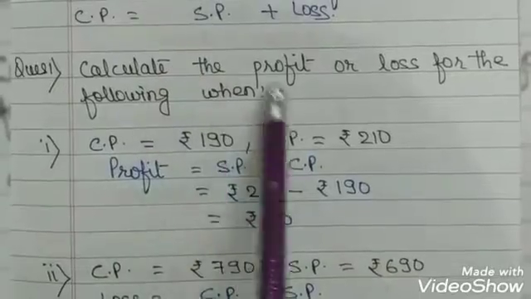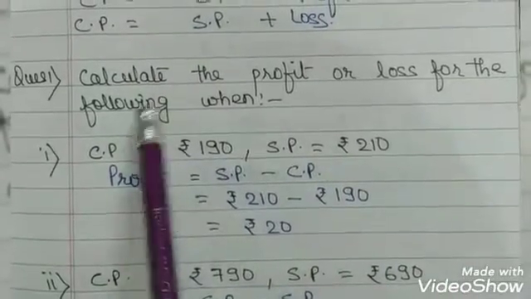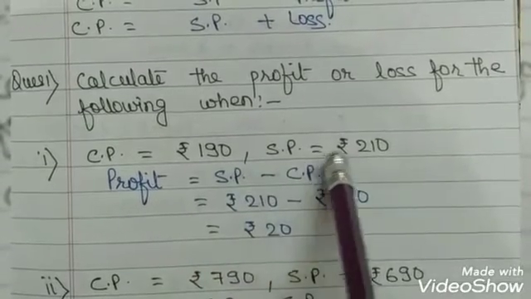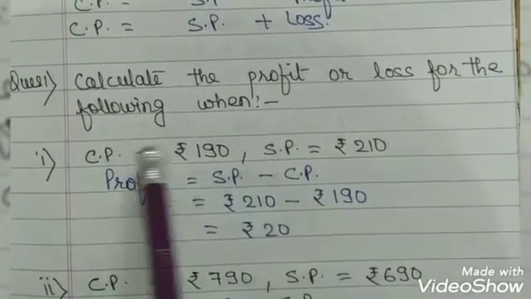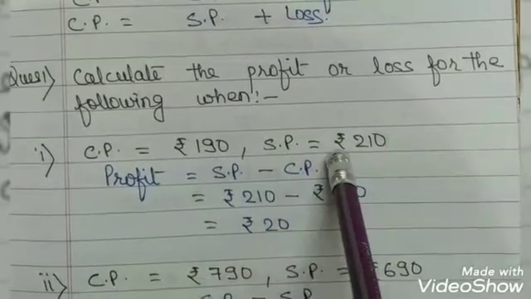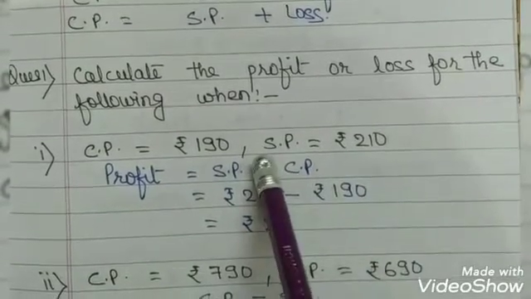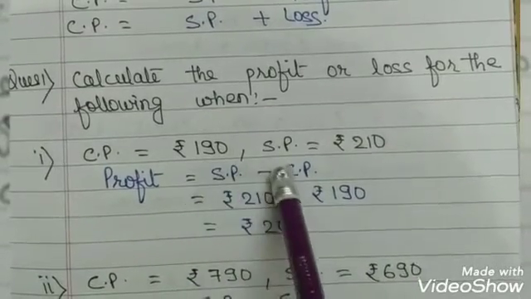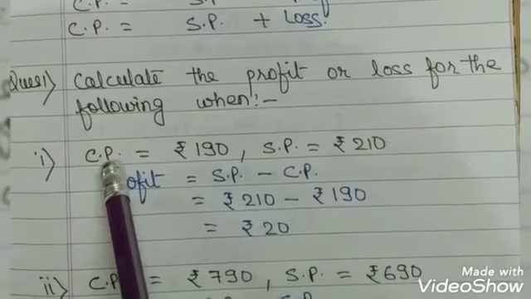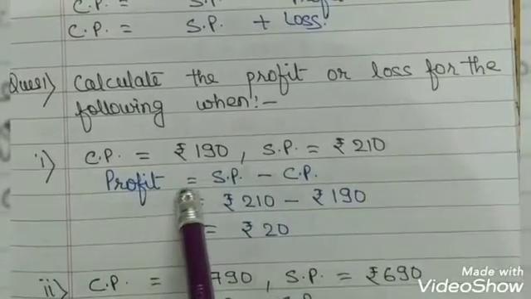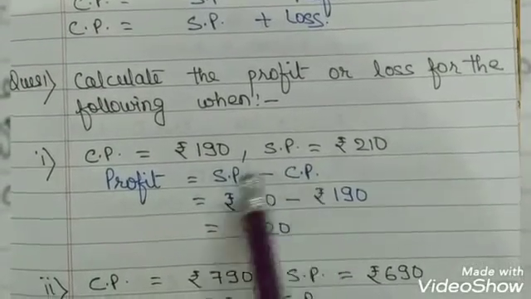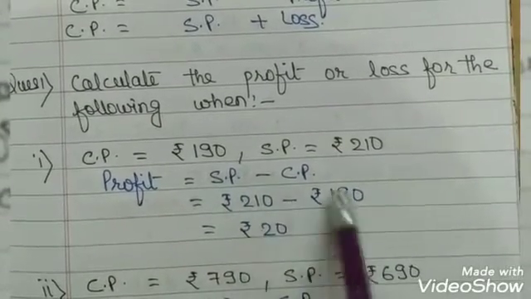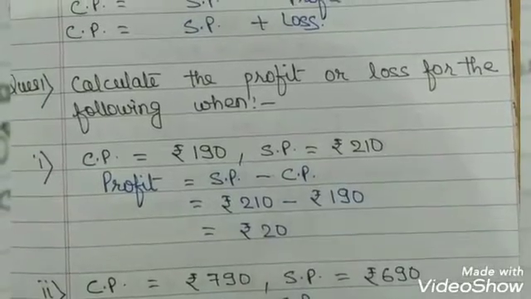Question: calculate the profit or loss for the following. Number 1, CP is equal to rupees 190 and SP is equal to rupees 210. That is, cost price is rupees 190 and selling price is rupees 210. Now here you can see SP is 210, which is greater than the CP rupees 190. Now we know that when SP is greater than CP, we will have profit. So we have the formula profit is equal to SP minus CP. So we will put the value rupees 210 minus rupees 190. When we subtract the numbers, we get the answer rupees 20.